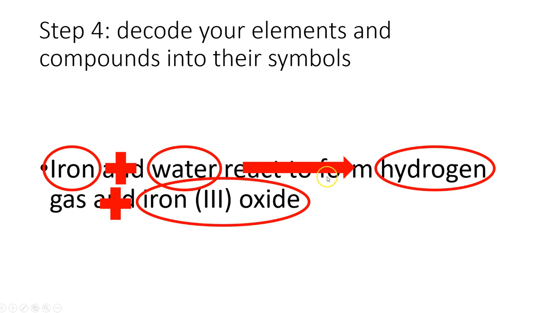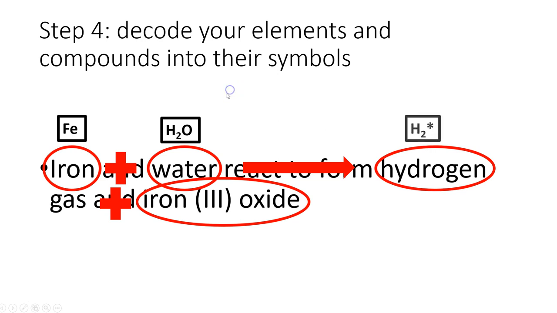Now we have to decode all of the elements and compounds and come up with their actual symbols. For the elements, it's easy. All we have to do is find them on the periodic table, but we have to know how to do that for compounds as well. So iron is an element. We see that its symbol on the periodic table is Fe. By now everybody should know that water is H2O.